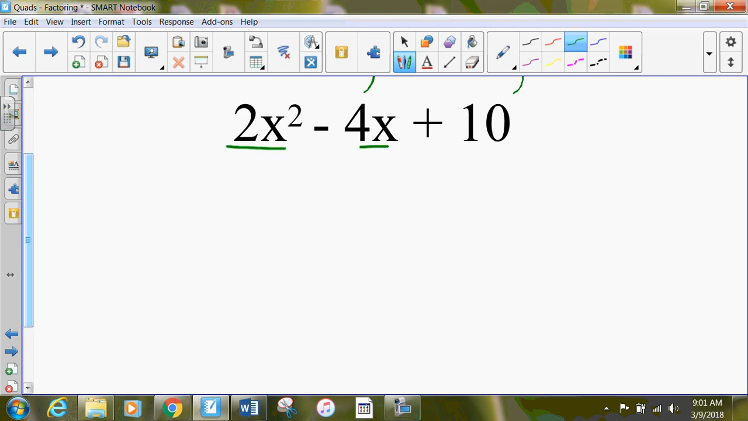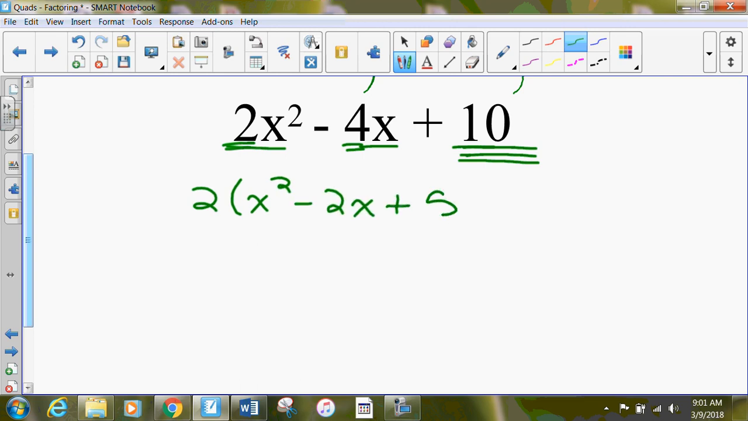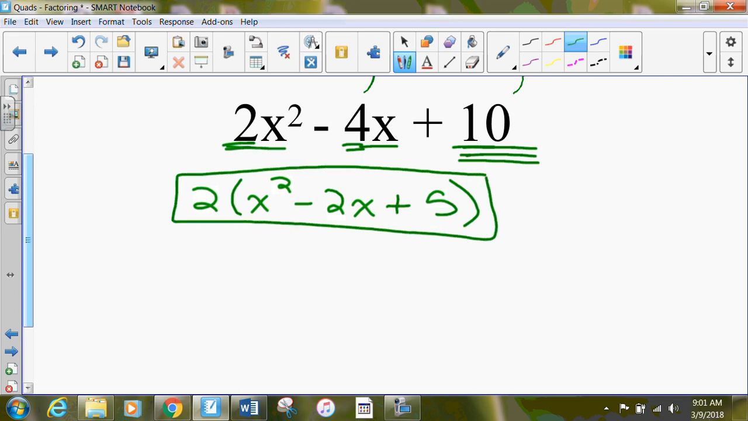I noticed that my 10 does not have an x, so I cannot pull an x out from these 3 terms because all the terms have to have that in common, and the 10 doesn't. So I have to pull out, just look at the numbers. I have a 2, I have a 4, and I have a 10. What's the biggest number that goes into all 3 of those? That's right, just a 2. And so when I factor out the 2, look what I'm left with. Once again, this is the factored form of what we started with.